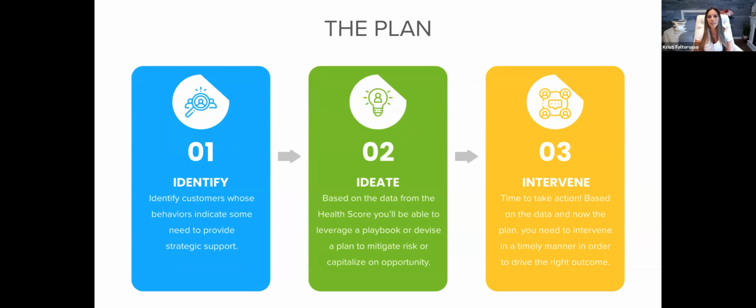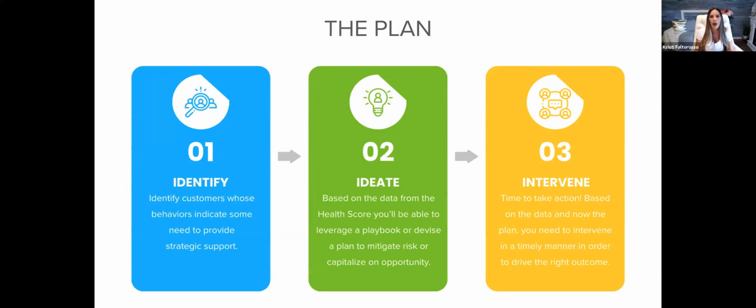Okay, now we get into the plan. If you're creating a health score just so that you can report up to your executives that you have a health score, you're doing it wrong, right? Your health score should be the action plan for your team. It should be the impetus of how they work and what they do and how and when they do it.